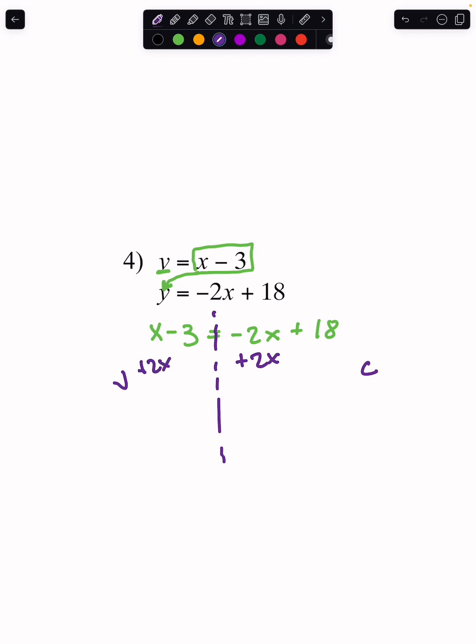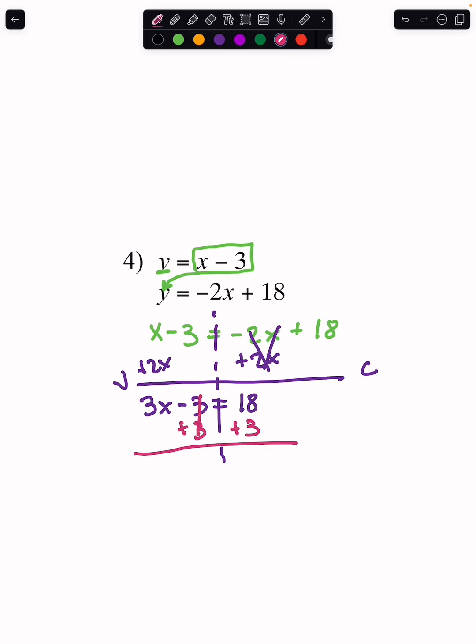Okay? So x plus 2x is 3x minus 3 equals 18. And then, of course, remember on my left, I don't want any constants over there. So I need that minus 3 to go away. So I'm going to do that by adding 3. Good, with 3x equals 21. I'm going to divide both sides by 3.